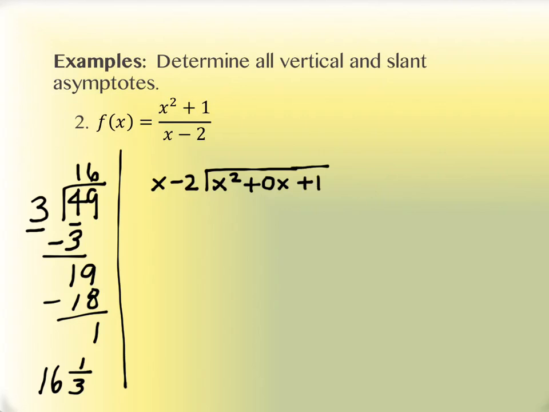And we're going to look basically at the first terms in each of these expressions, and we're going to say, how many times does x go into x squared? Or an equivalent question would be, what do I need to multiply x by to get x squared? And the answer would be x. So we're going to write an x right there above the x squared, and we're going to multiply. X times x is x squared. X times negative 2 is, very good, negative 2x.